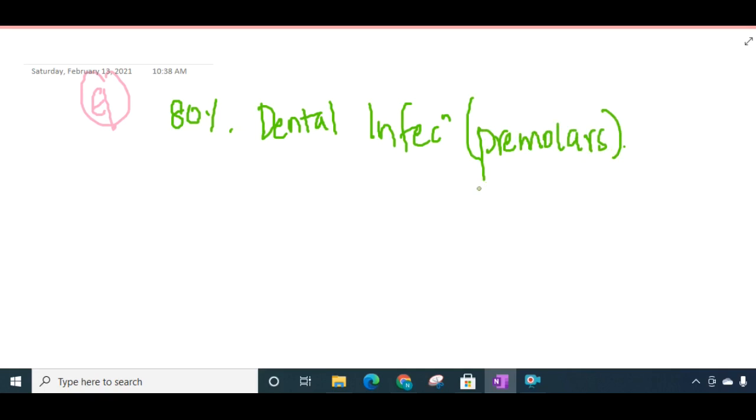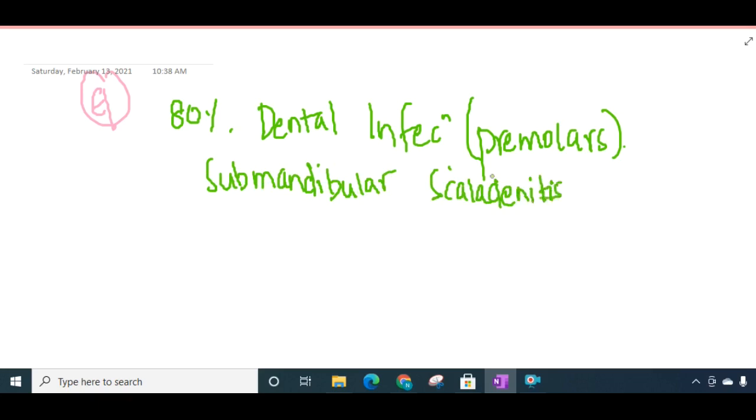Then if there is any infection in the submandibular salivary gland, like submandibular salivary gland infection, which is called sialadenitis, that can also result in Ludwig's angina. Sometimes whenever there is trauma to the oral or facial muscles, that can result in infection leading to Ludwig's angina.